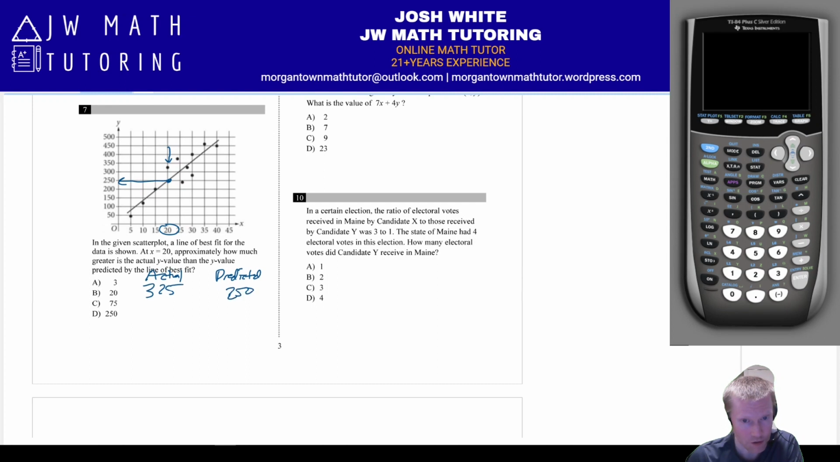So how much greater is it? Well, it's just 325 minus 250. That's going to be 75. You can do this on the calculator, obviously, if you can't do it in your head. Correct answer is going to be letter C.